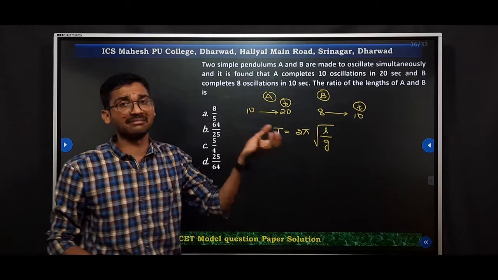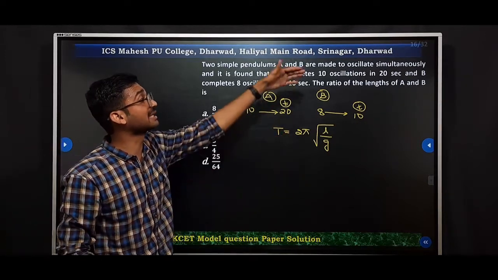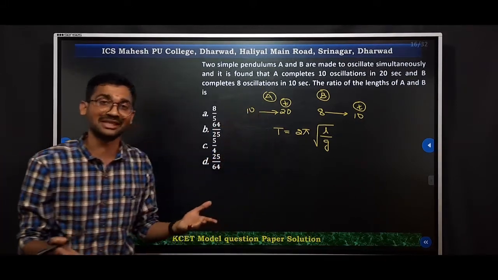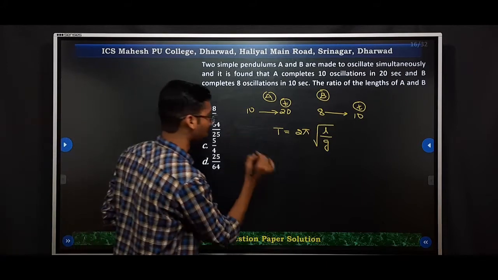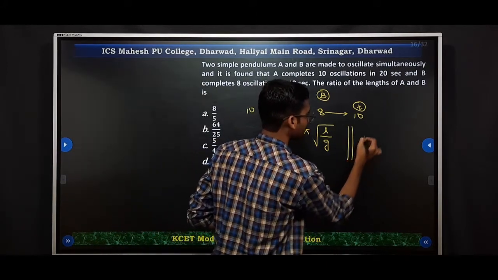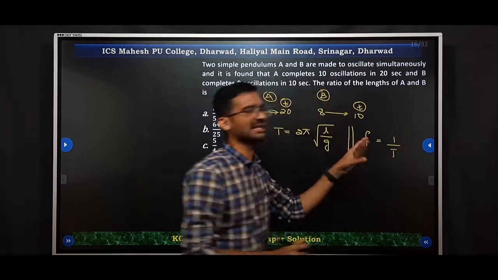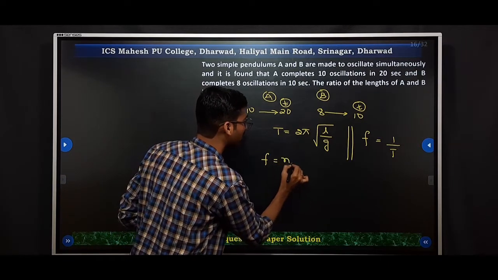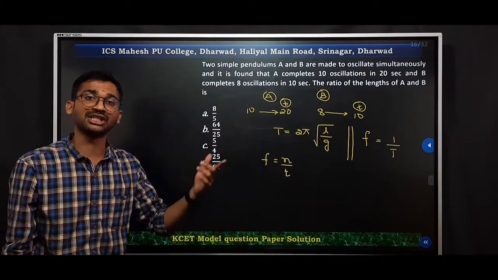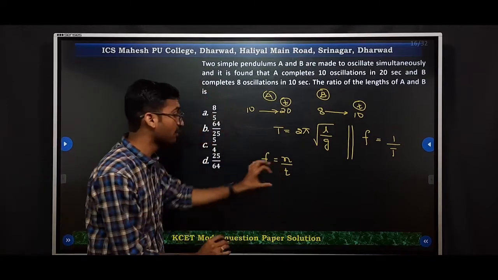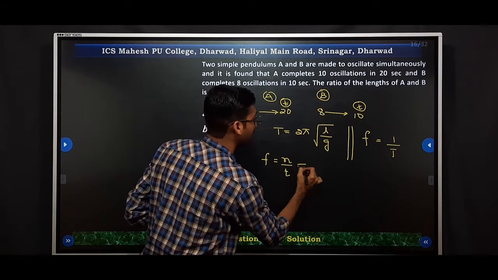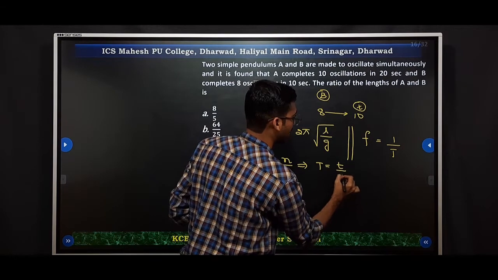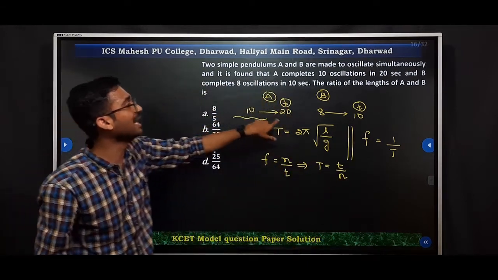What is T here? Time period. That time period we can calculate from the given question itself, because they have mentioned the number of oscillations per second. It is nothing but the frequency, because we know that frequency is given by 1 by T. The basic definition of frequency is the number of oscillations per second. Now get the reciprocal, because I need the time period, that is T equals t divided by n.